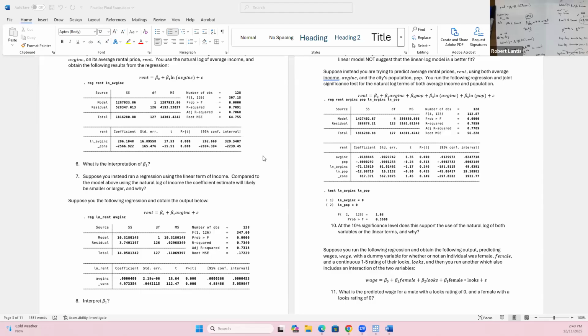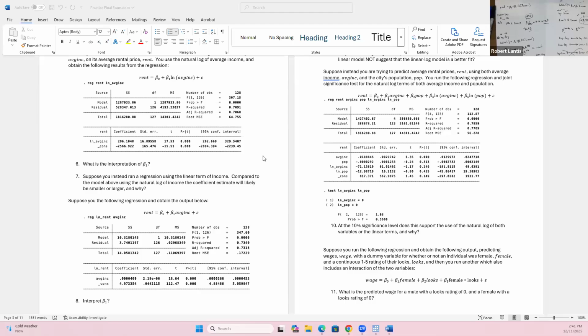So if this was the linear output, the linear model using the linear term of income would actually have higher statistical significance, right? I would actually say it's preferred, not only because the adjusted R squared was higher, but also because the coefficient estimate for that linear model has a higher test statistic, which inherently means the p-value is small, right? It has higher levels of statistical significance.